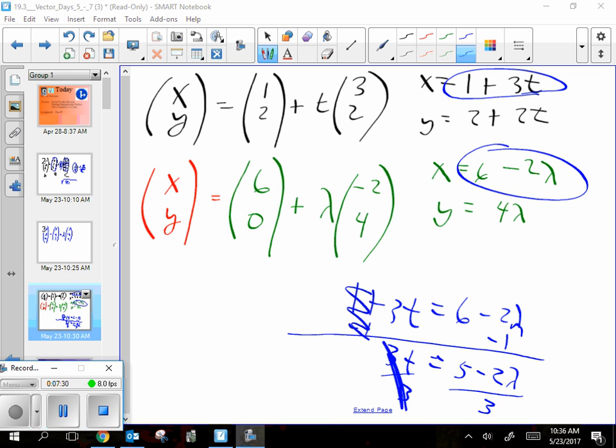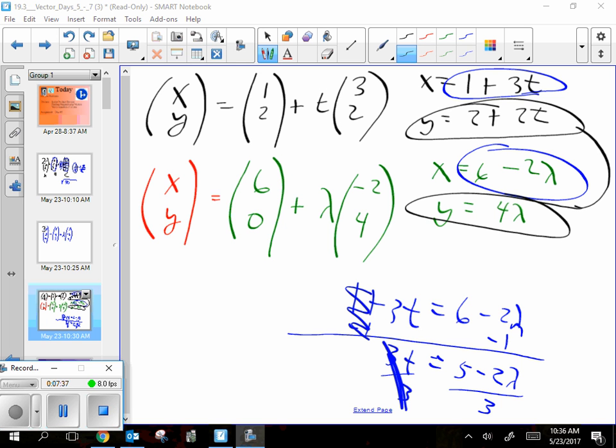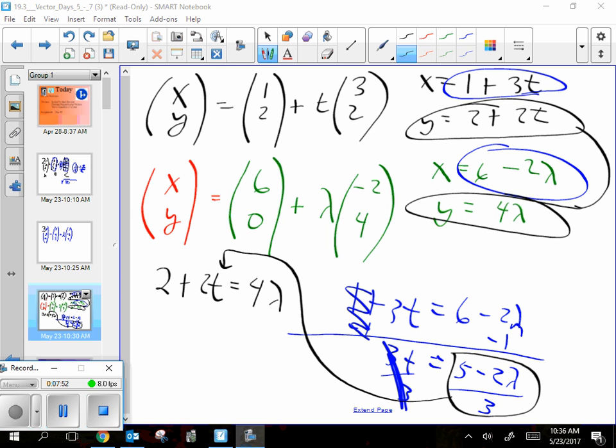Why did I do that? So I can put it in the other equation. When I say the other equation, I'm referring to this going with this. So that one says 2 plus 2t equals 4 lambda. And now that I know t is all that, I can put it in here. And so I go 2 plus 2 times all that, 5 minus 2 lambda over 3, equals 4 lambda. And now it's only got lambdas in it, and now I can just solve it down.